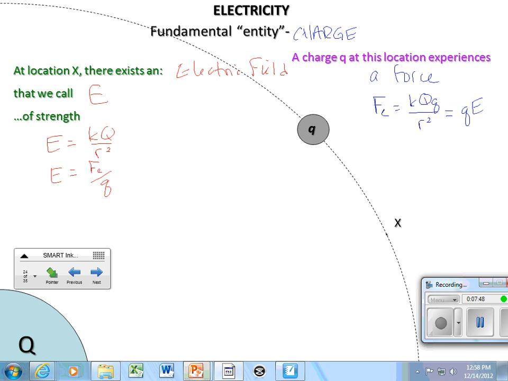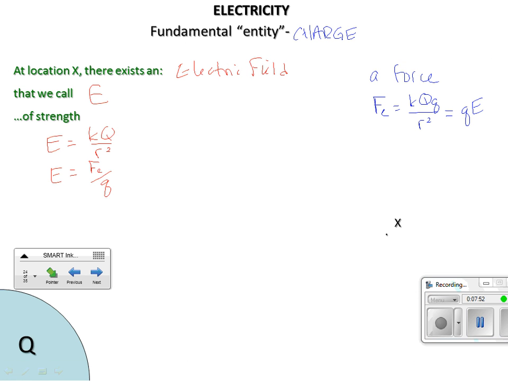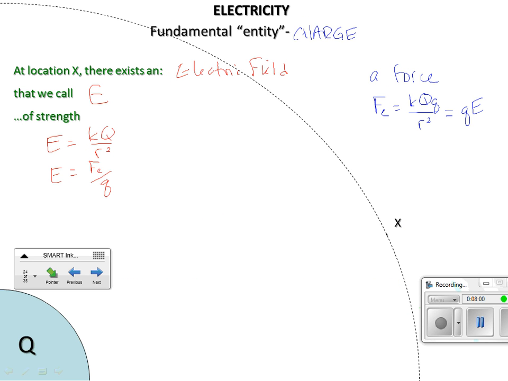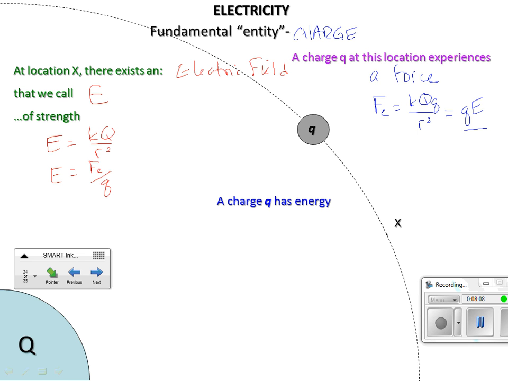All right, if we look back to the last page, yeah, good, we said gravitational force is mg, which is GMm over R squared. Here we're saying electrostatic force is QE, which is KQq over R squared. Okay? Right, get that charge there. Now this charge has potential energy.